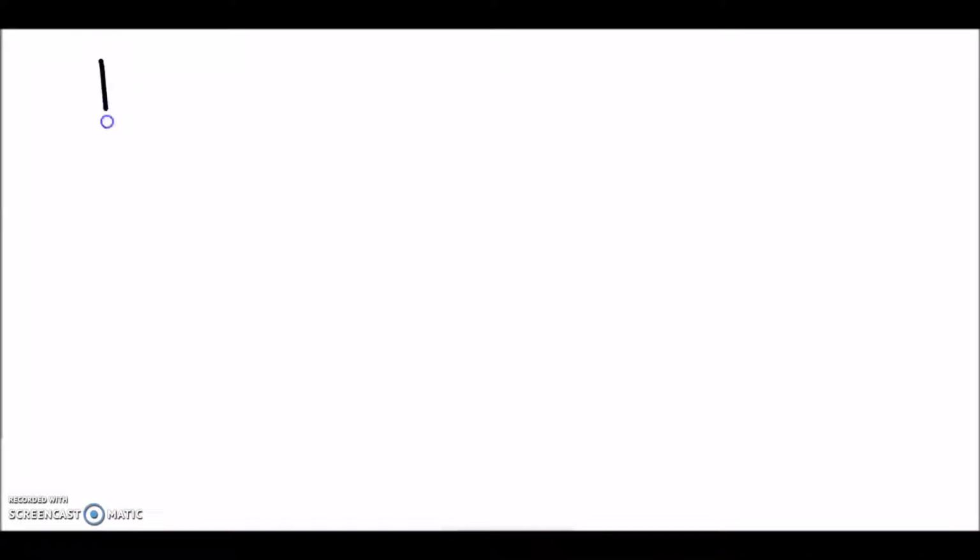Today we're going to talk about factoring. There are a few different ways to factor. The first way we want to go over is GCF, greatest common factor.